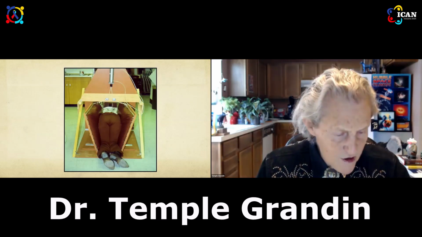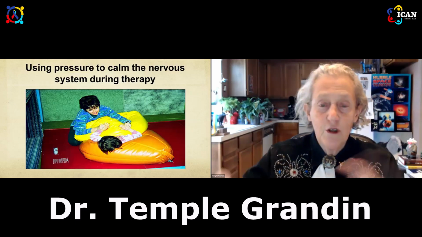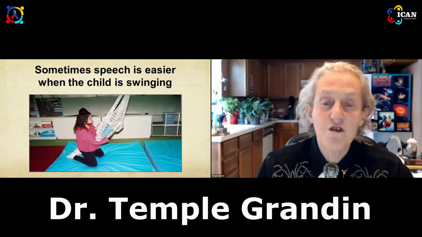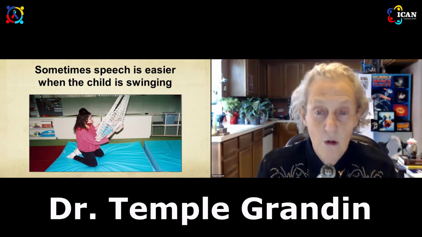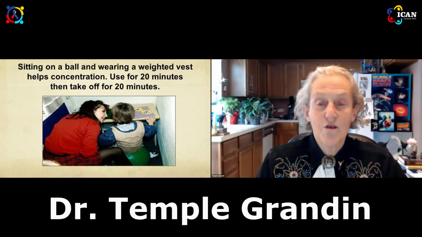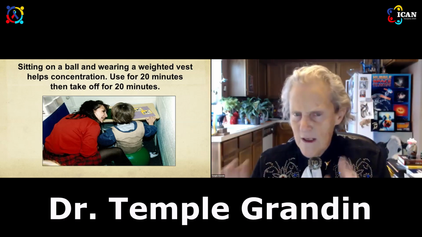The next slides just show a rear view of my squeeze machine and how you can do cushions for doing deep pressure on children. There's another slide there showing swinging a child. And sometimes when you swing a child or when a child rides a horse, they say their first words because of the rhythm. Another slide just shows a weighted vest. These are things you can try. They don't work for everybody.